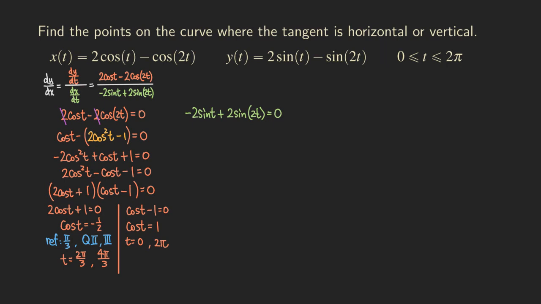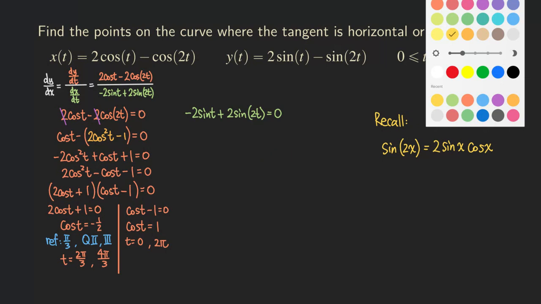Okay, let's see what's going on here. As you can see here, there was a sine of 2t right here. We are going to recall another double angle formula. So let's just recall that one here. That's when you have sine of 2x, and that's equal to 2 sine x cosine x. Okay, so we can actually substitute this expression in here.